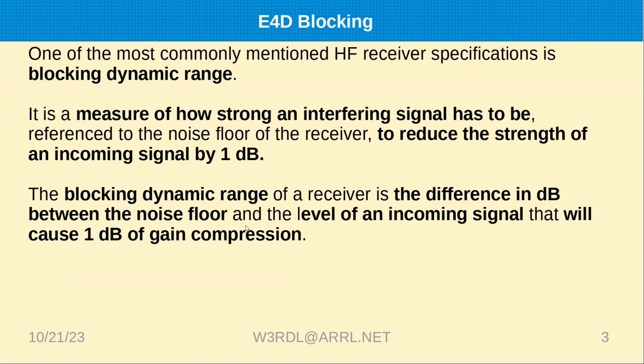Okay. One of the most commonly mentioned, and I've never heard anybody mention it, is blocking dynamic range. Because we sometimes talk about amateur radio at our breakfast meetings, but we've never talked about blocking dynamic range. It's the measure of how strong an interfering signal has to be, in reference to the noise floor, to reduce the strength of an incoming signal by 1 dB. In other words, put it into compression, where you start being nonlinear.